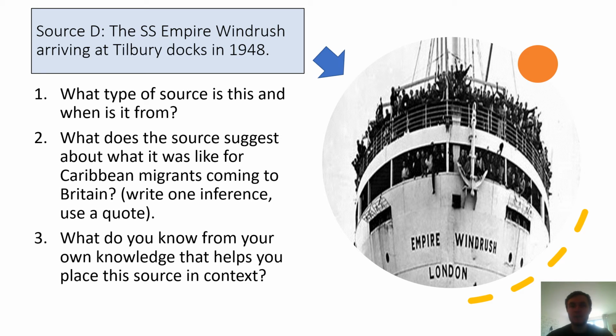What I would like you to do is have a go at these 3 questions, but I'm aware that these 3 questions are quite difficult. So what I'd like you to do is have a go at them first. So what type of source is this and when is it from? Should be fairly straightforward. Question 2, slightly harder. What does the source suggest about what it was like for Caribbean migrants coming to Britain? So use the picture. What can you tell about the people there? What's maybe their emotions? What could you guess from their body language about how they're feeling about arriving in Britain?